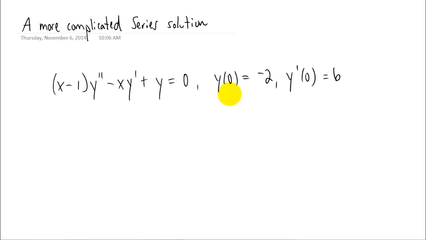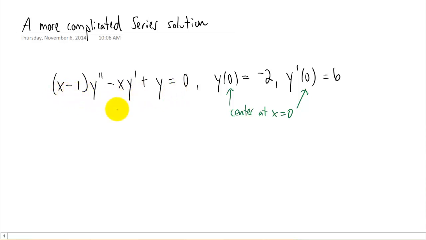We're going to run through a slightly more complicated series solution. This is problem number 19 in section 6.2 of your book. The first thing to notice is that we're looking to center this series solution at x equals 0. And you can pretty quickly realize that x equals 0 is an ordinary point for this differential equation just by dividing through by this x minus 1, taking a look at those terms.